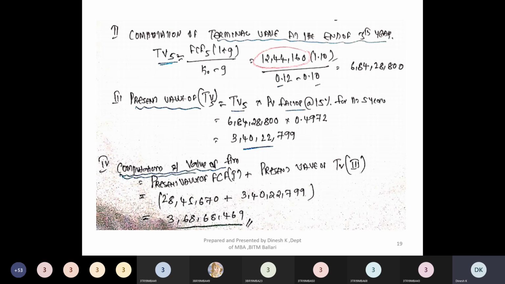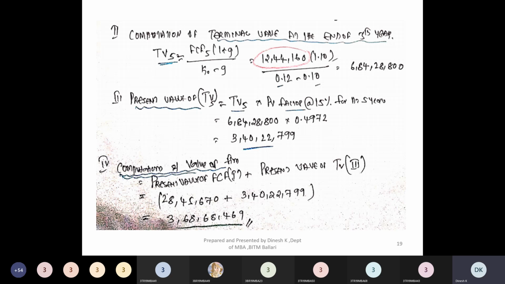For the first 5 years, the growth rate is 20%. After 5 years, the growth rate is going to be 10% forever, till the company exists. So there we take 1.10. So 12,44,160 multiplied by 1.10, whole divided by the cost of capital, 0.12 minus 0.10. So you will be getting 684 lakhs 28,800. This is the terminal value for the end of the 5th year.